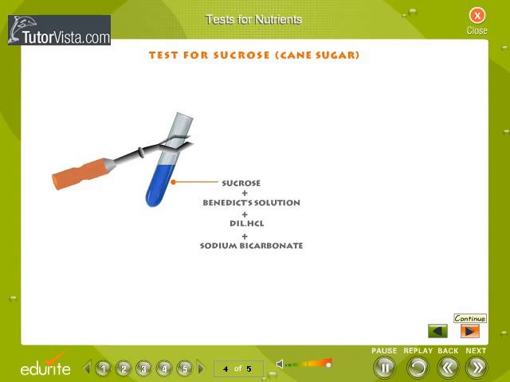Test for sucrose, cane sugar. Sucrose fails to react with Benedict solution unless boiled with dilute hydrochloric acid and neutralized with sodium bicarbonate. The color of the solution changes from blue to blue-green and finally brick red.